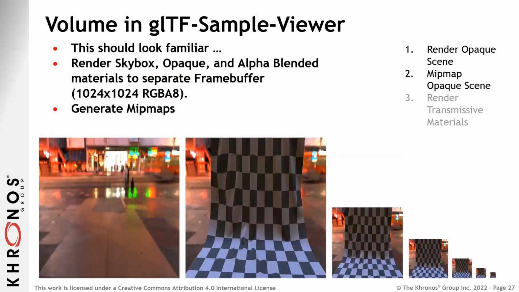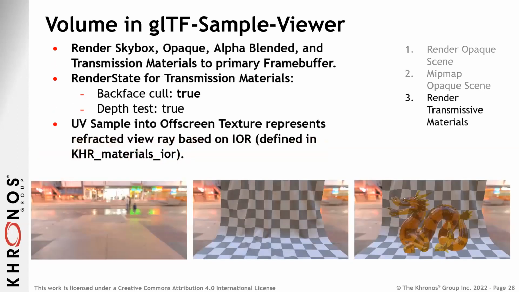Okay, so all this should look familiar, right? We start by creating, we use that same opaque scene that we render to an off-screen texture, and we map that just as we did before. So let's go to the next slide. And just as we did before, we're going to render our scene shown left to right: the skybox, the opaques, and any transmission materials, and that includes our volume materials.